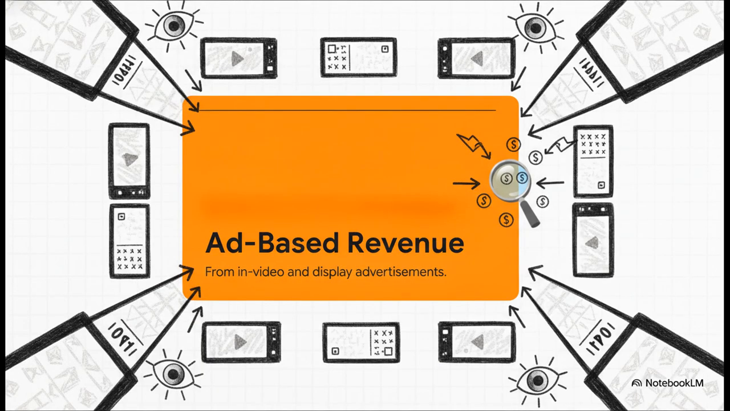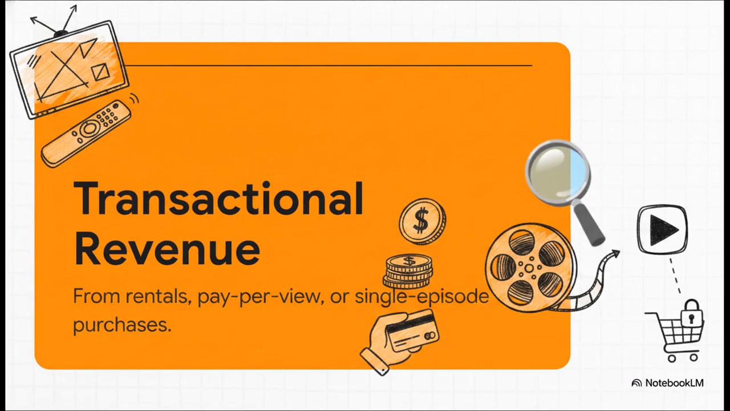The second source is ad-based revenue. This is great because it removes the paywall friction entirely, allowing casual viewers to discover your work for free while you still monetize their attention. Earnings here are generated from in-video ads, like those pre-rolls before the video starts or mid-rolls during a cliffhanger, as well as display advertisements around the player. Essentially, advertisers pay the platform for those eyeballs, and the platform shares that ad revenue with you based on your viewership volume.